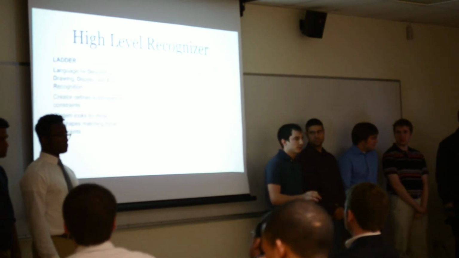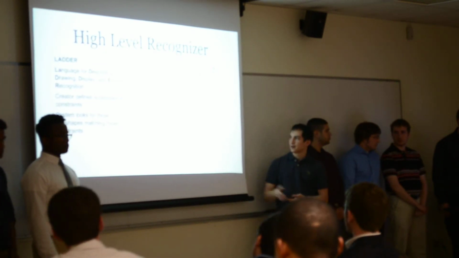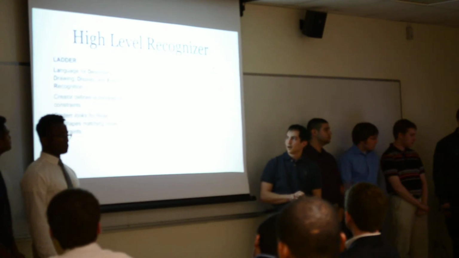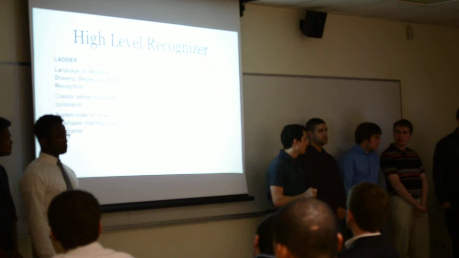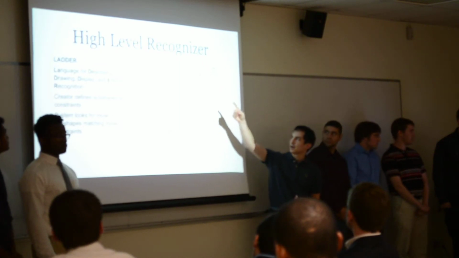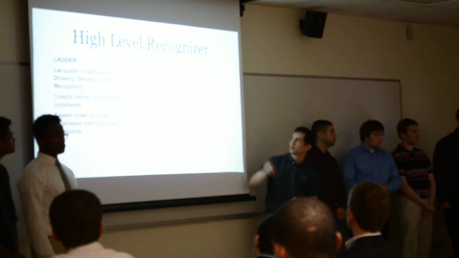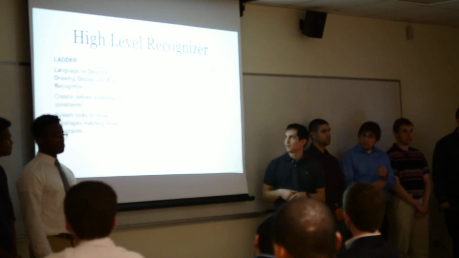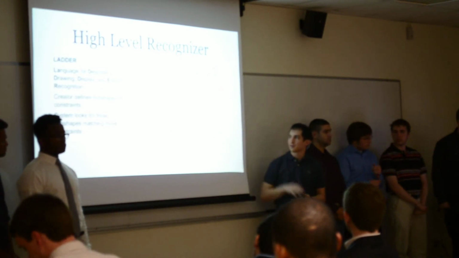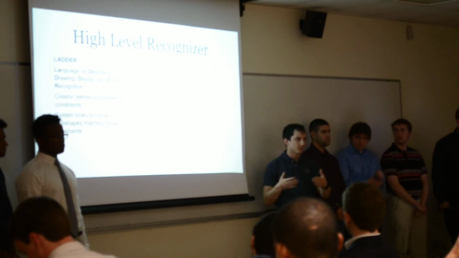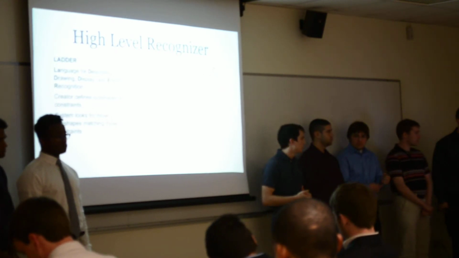The high-level recognizer is LADDER, which is basically a language in which you define constraints. You define certain parts that would be in your shape, such as a head for an arrow. So you have two lines that represent the head, and then another line that represents the body of the arrow. And then you have constraints that would specify how these lines are used together.